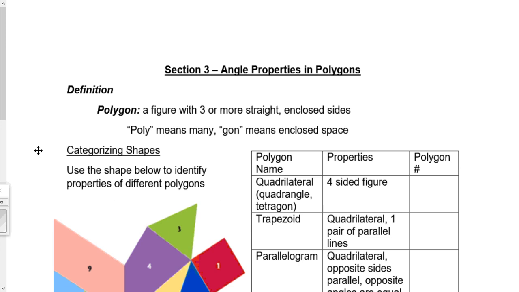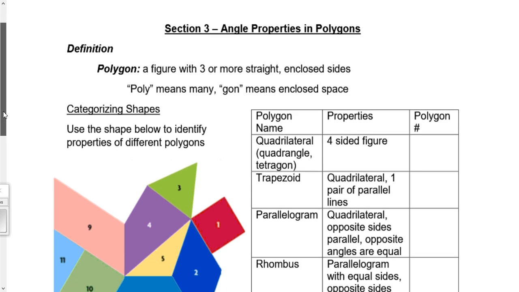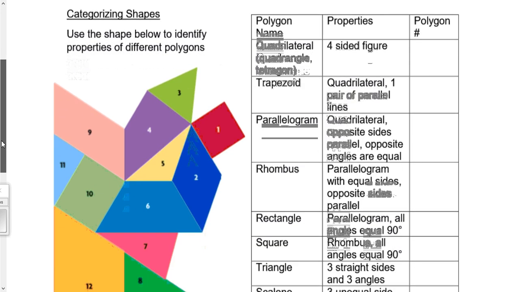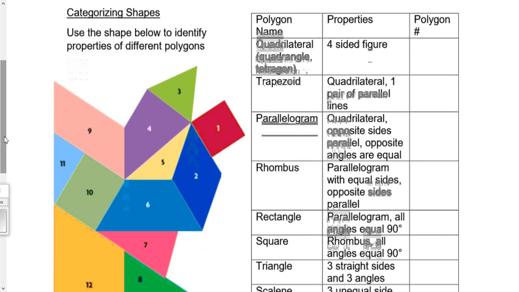In section 3, we're going to extend our angle properties from triangles to polygons. Our definition of polygon is a figure with three or more straight and closed sides, which does mean that a triangle is a polygon. Poly meaning many, and gon meaning an enclosed space. So the first exercise that we're going to do is look at different properties and different names of different types of polygons and see what they actually look like.